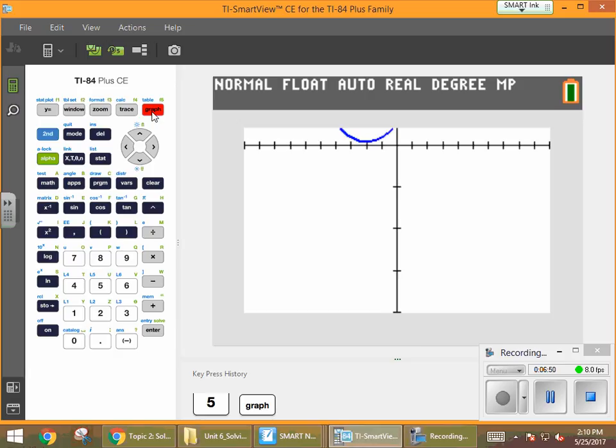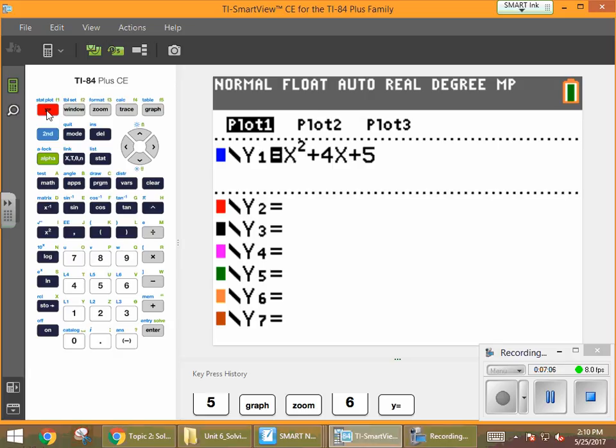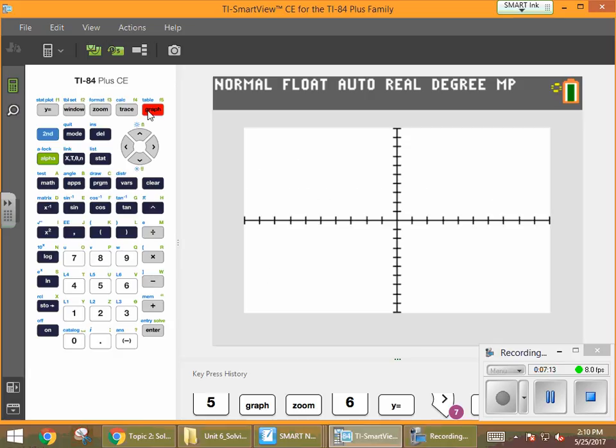And this is a good rule here. If your grid does not look like the normal 10 by 10 grid, you're going to hit zoom 6. That takes you back to your standard grid, which I think I must have typed. Oh, it should have been a y equals negative 5 here. So plus 4x minus 5. That'll give me the graph that I know I want.